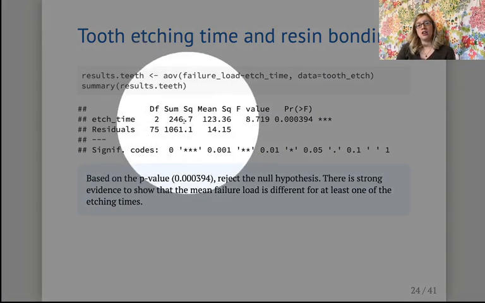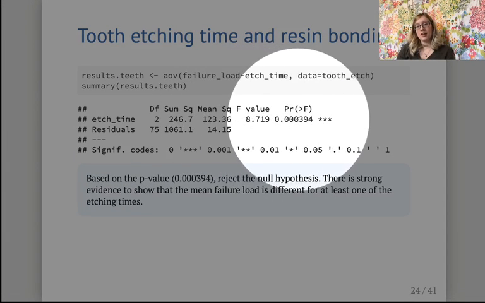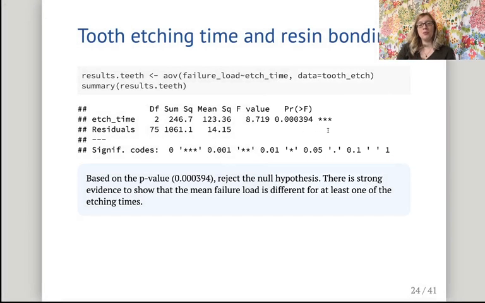Our F value, our measure of variation, is 8. This is pretty high. Here's our p-value, 0.0003. So based on this, we'll reject the null hypothesis. There's some pretty strong evidence to show the failure load is different for at least one of the etching times.